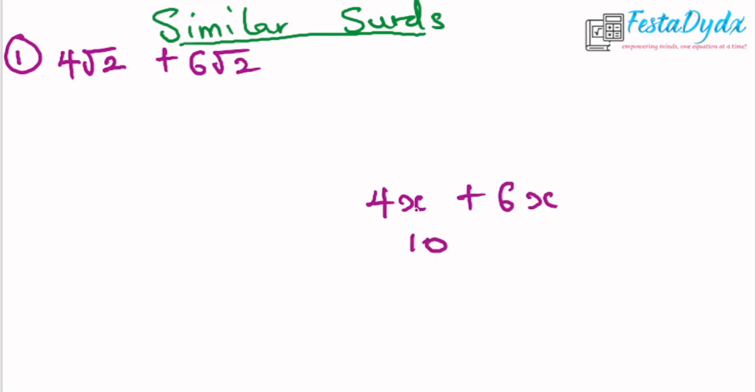Then what is the variable here, or the letter? The letter we have here is x. So it remains as x. So 4x plus 6x gives us 10x. So just as in algebra, we can actually use this method and apply it to surds.